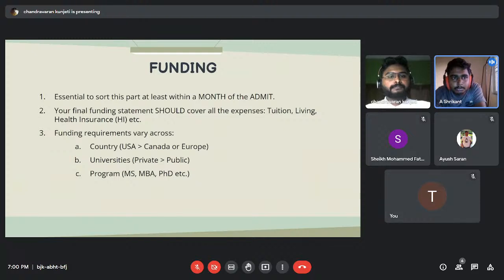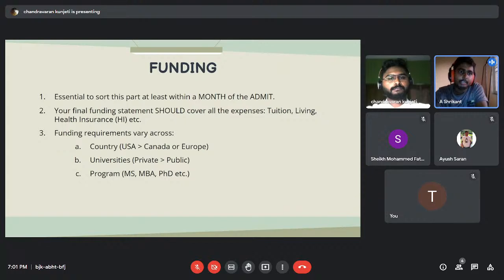So for this part, I'll be focusing mostly on the funding part of the thing. Now I assume that by the time you're focusing on this, you might have received some admits, like 2 or 3 or even more admits. You have shortlisted one college and you are ready that okay, I'm going to go to this college. Now the thing is funding.